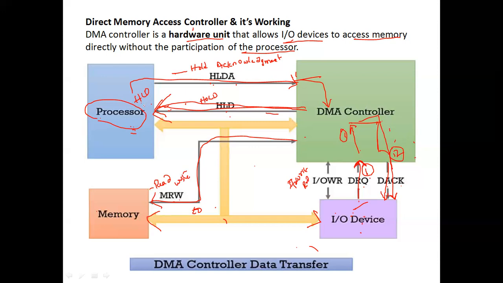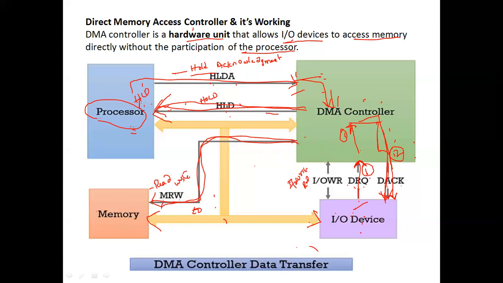Then the processor, after receiving this hold request, sends an acknowledgement signal to the DMA controller that I have received your hold request, I am releasing my buses, now you take care of the buses. Then the DMA controller again acknowledges the IO device that you can transfer the bulk amount of data. So with the help of this DMA controller, the IO device transfers the data to the memory or from memory to the IO device.